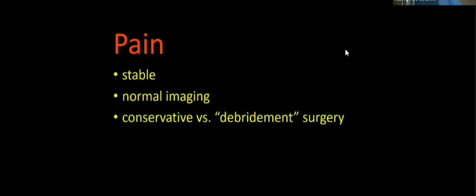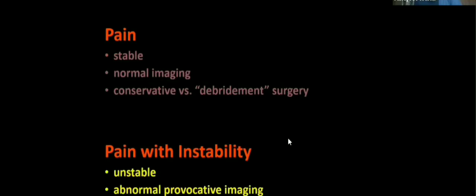So to recapitulate, you have patients presenting with pain, but a stable distal radioulnar joint with normal imaging. You would first begin with non-operative treatment, and if they do not respond, you would either do a debridement surgery or maybe a synovectomy perhaps, or a repair of the peripheral tear of the TFCC.